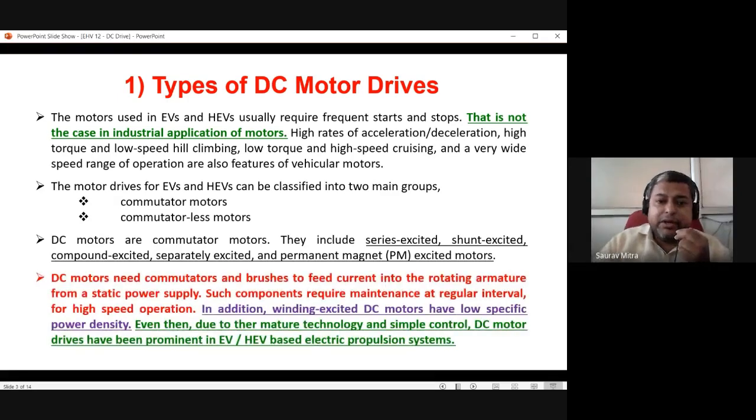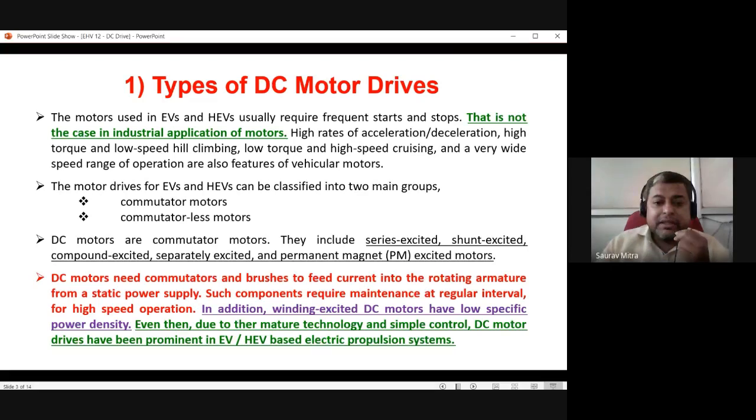Then a very important paragraph: DC motors need commutators and brushes to feed the current into the rotating armature from a static power supply. This is the construction we saw last day. Today also we are going to see an image. Such components, that is the brush and commutator, require maintenance at regular intervals because there is wear and tear of the brush regularly.